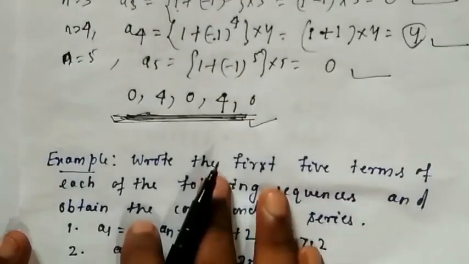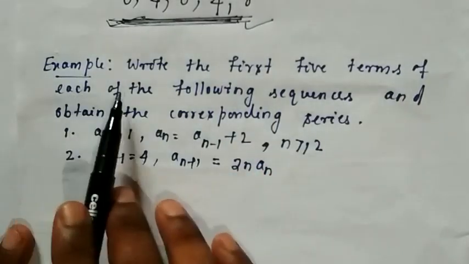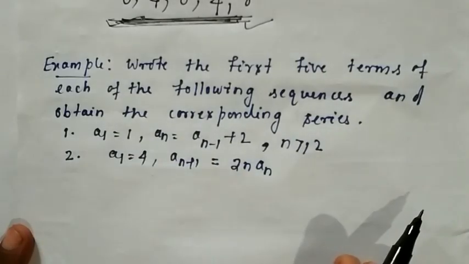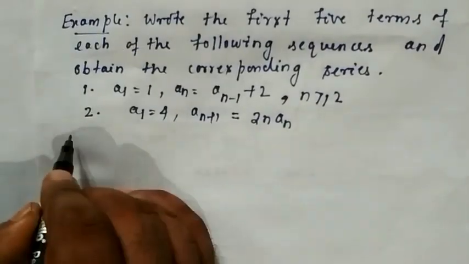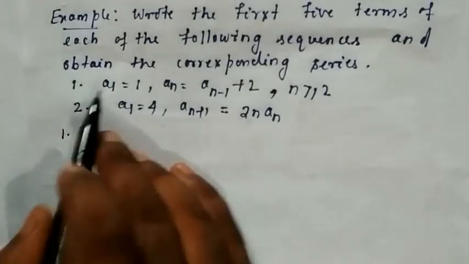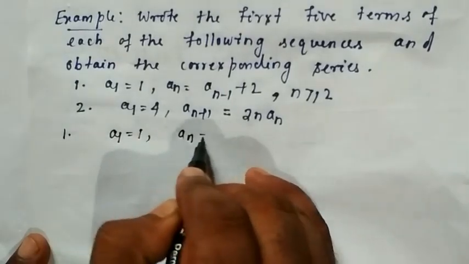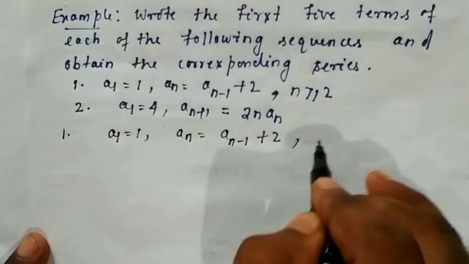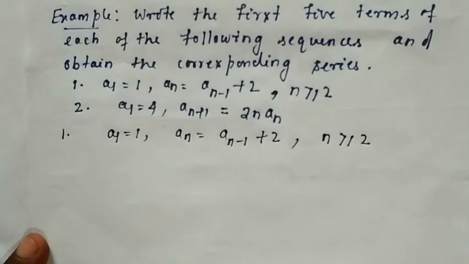Clear how to find? Another example I'll explain to you. Write the first 5 terms of each of the following sequences and obtain the corresponding series. First find the sequence, then find the series. Question number 1. What is given here? The first term is given, that means a1 is equal to 1. The nth term is given as a_n = a_(n-1) + 2. The condition is that n should be greater than or equal to 2.